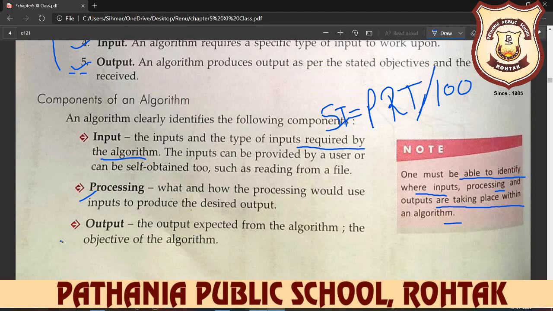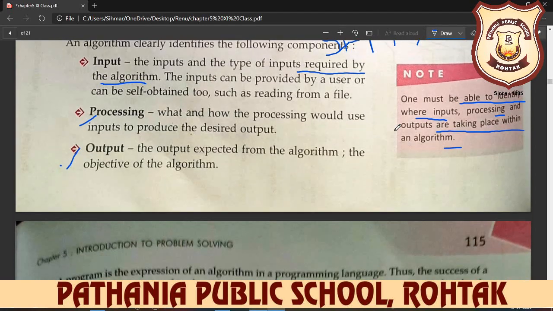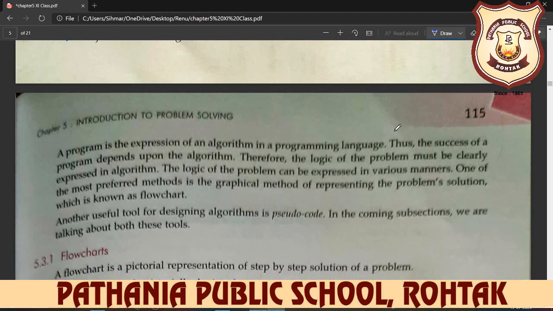And the next is output. So what is the output of this? The answer of your problem is your output. It is the output expected from the algorithm, the objective of the algorithm. If we find the proper output, then we say our problem is solved and our algorithm is right. Clear everyone?